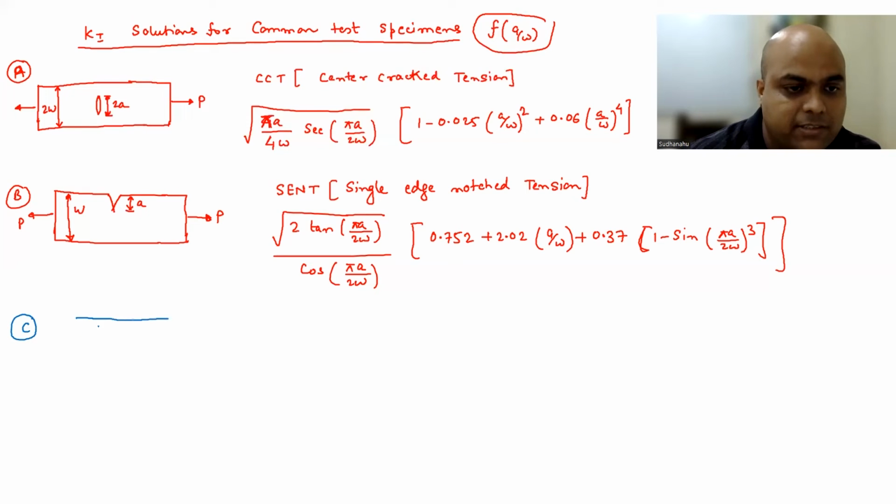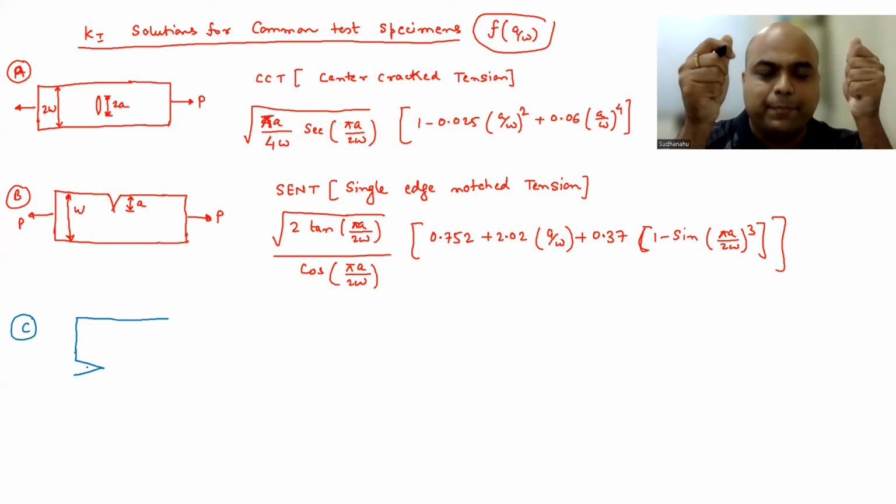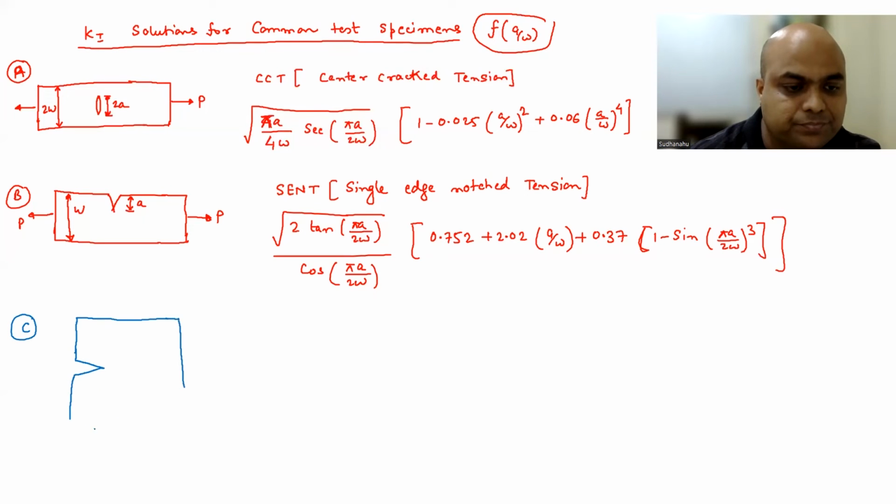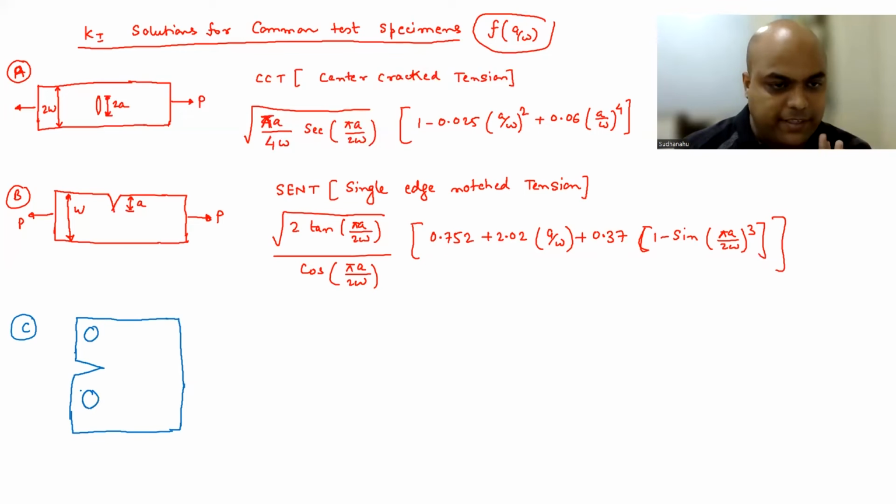So the configuration is something like this. This is pin loading. So the previous two, if you see, we have grips. Okay. Here it is a pin loaded sample. The drawing is not very nice, but conceptually you should understand. Okay?